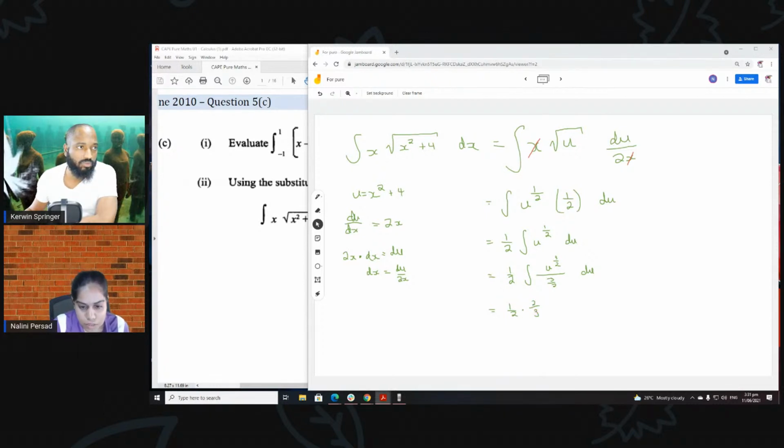There was no need for me to put this back. We already integrated. And we need to make sure and put in our constant of integration. Nice. I don't like how I have that written, but you can just leave it like this.